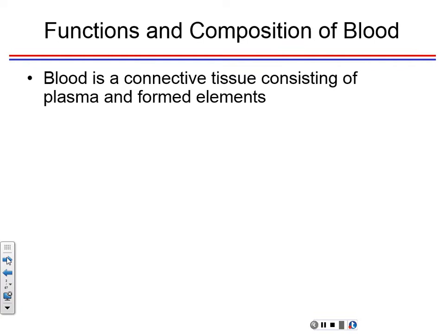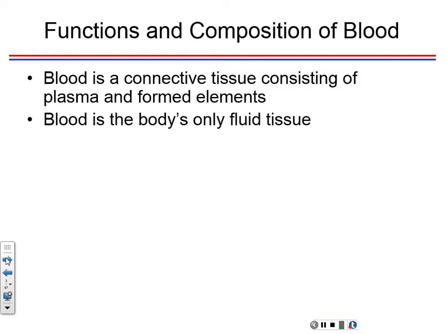All right, so the functions and composition of blood. We know that blood is connective tissue, even though it's not intuitive because it's a fluid, but blood is actually made in the bone, which is connective tissue. So blood is a fluid matrix, where you have the plasma with the cells suspended in it.